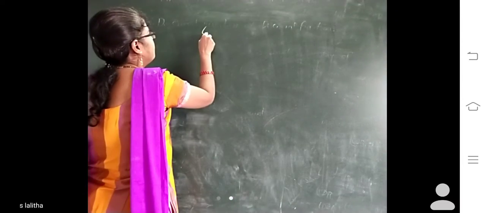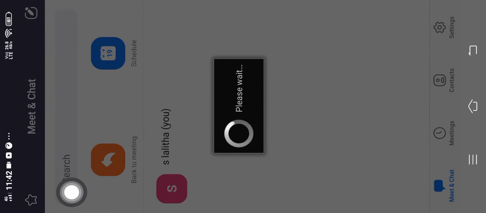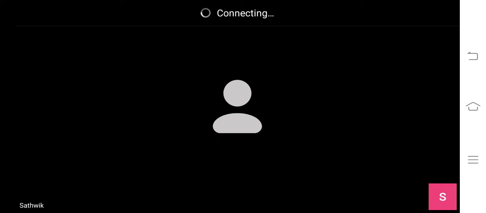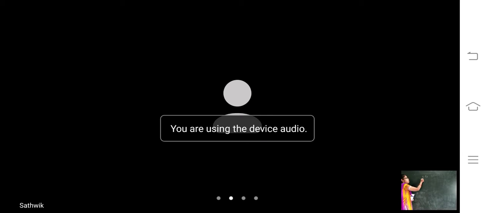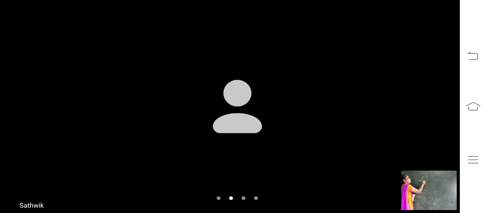Suppose let us do an example. 4.73. Okay, this is the decimal. In this decimal number we have two parts. One is before the decimal point, the whole number part, which is always greater than 0 or equal to 1 or more. Okay. And next, what do you call the number after the decimal point? Decimal part. So the decimal part is always less than 1.